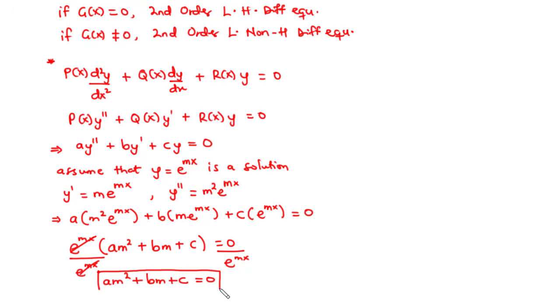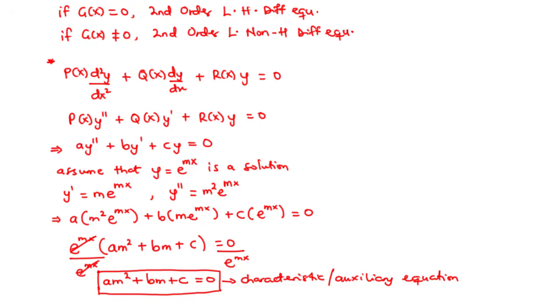Now we call this the characteristic equation, or better still, the auxiliary equation of the differential equation. Now you realize that this is a quadratic equation, and hence the next thing we need to do is to obtain the roots of this quadratic equation, or better still, this auxiliary equation.